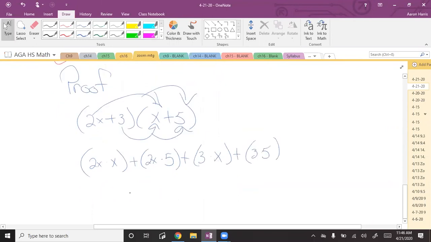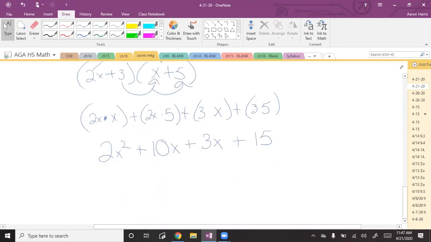What's 2x times x? 2x squared. What's 2x times 5? 10x. What's 3 times x? 3x. And 3 times 5? 15. So I can combine like terms. I get 2x squared plus 13x plus 15. Isn't that my original equation? Mm-hmm.